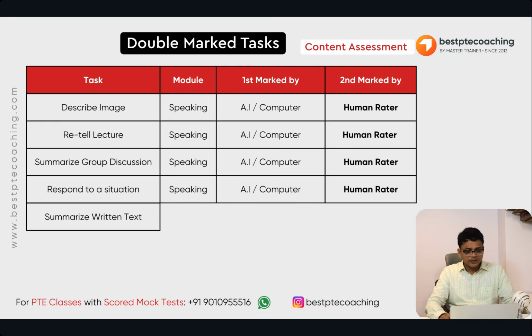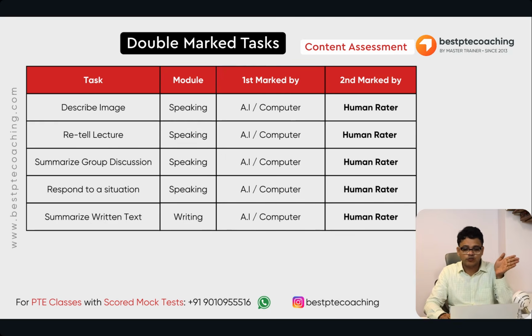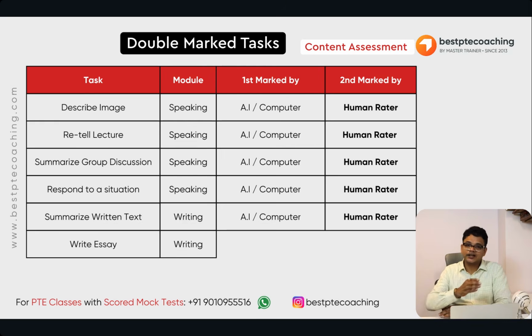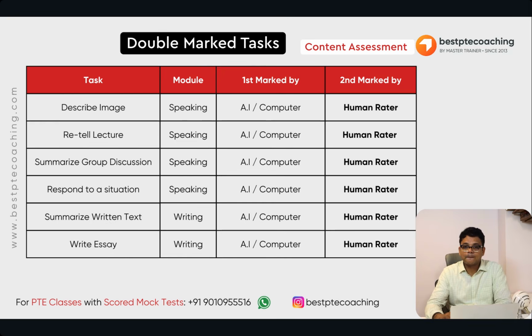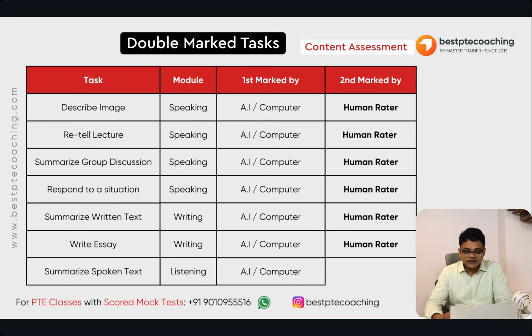Right. Summarize written text belonging to writing module. AI does all the assessments like content, grammar, vocabulary, other stuff. Only content is going to be assessed by the human rater. Write essay, same. The other areas and content both are checked by the AI. Other areas like spelling and lexical range, all that stuff will be checked by AI. And then only content is checked by human rater. Summarize spoken text from listening module. First, AI does the assessment for all the areas, content, grammar, vocabulary, spelling, everything. Then at last, only content will be checked by the human rater.